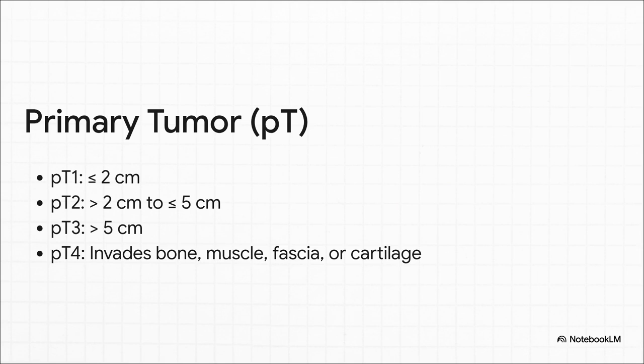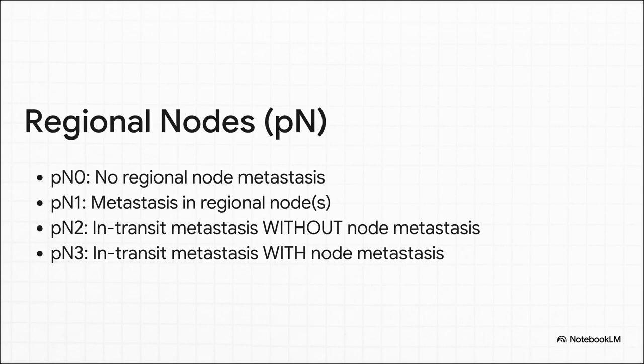A PT1 is 2 centimeters or less. PT2 covers tumors between 2 and 5 centimeters, and PT3 is anything over 5 centimeters. Simple enough, right? And then PT4 is for any tumor, regardless of its size, that has invaded deep structures like bone or muscle. Now, nodal staging.